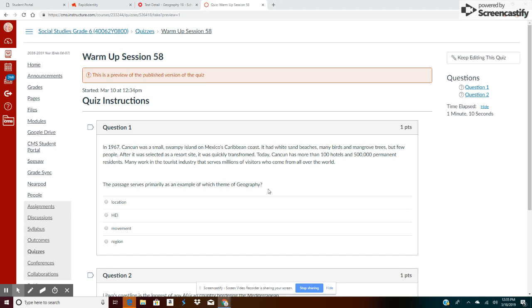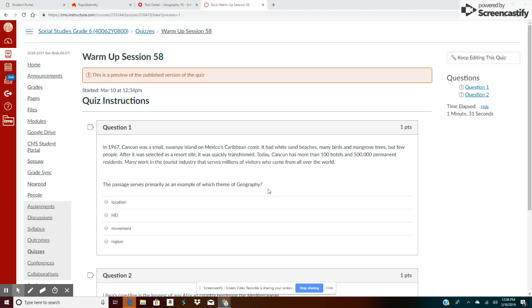Location could be either absolute or relative. HEI, remember, is human, environment, and interaction. Movement has to do with the movement of people, goods, and ideas. And then region is where it is in the world. What does it have in common with other places?